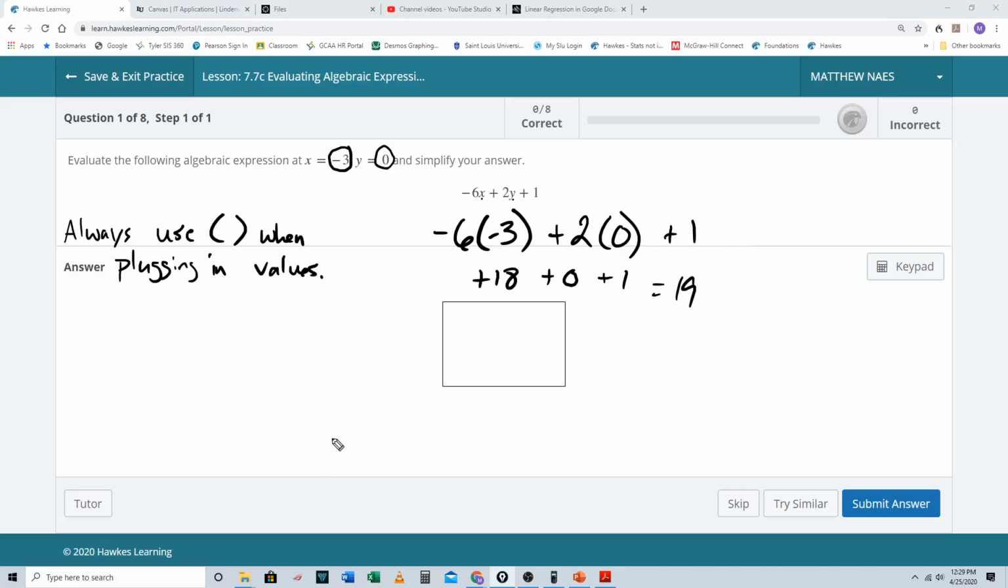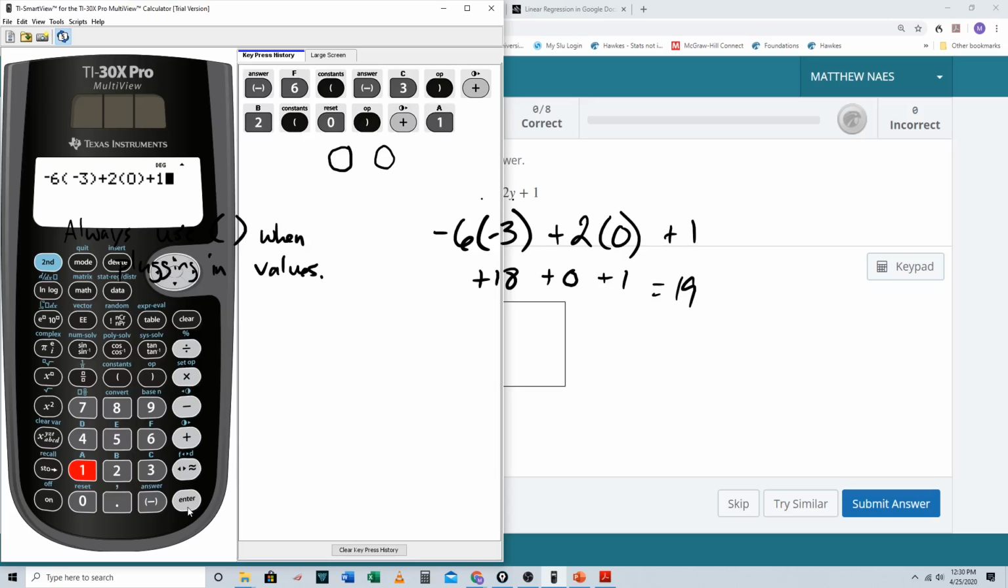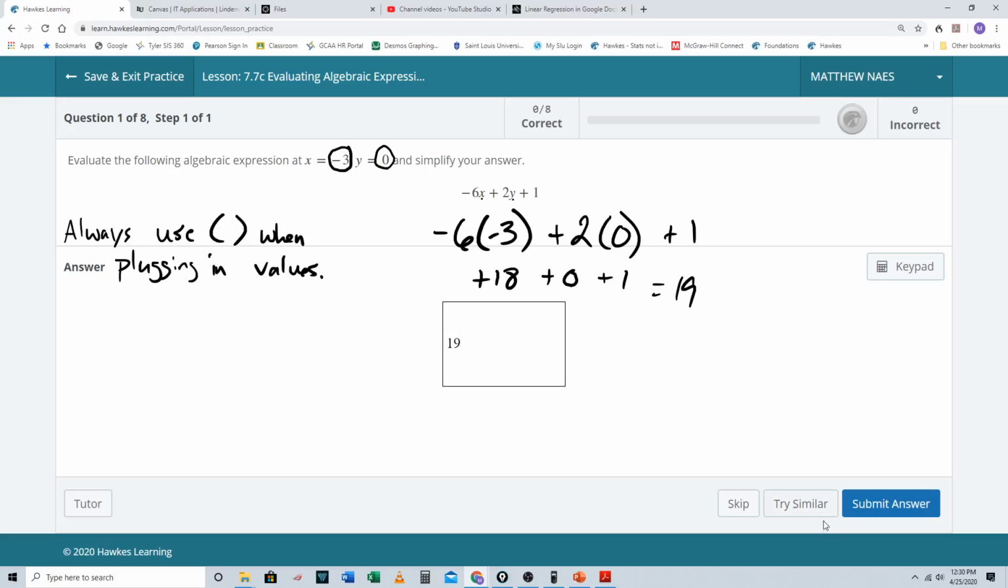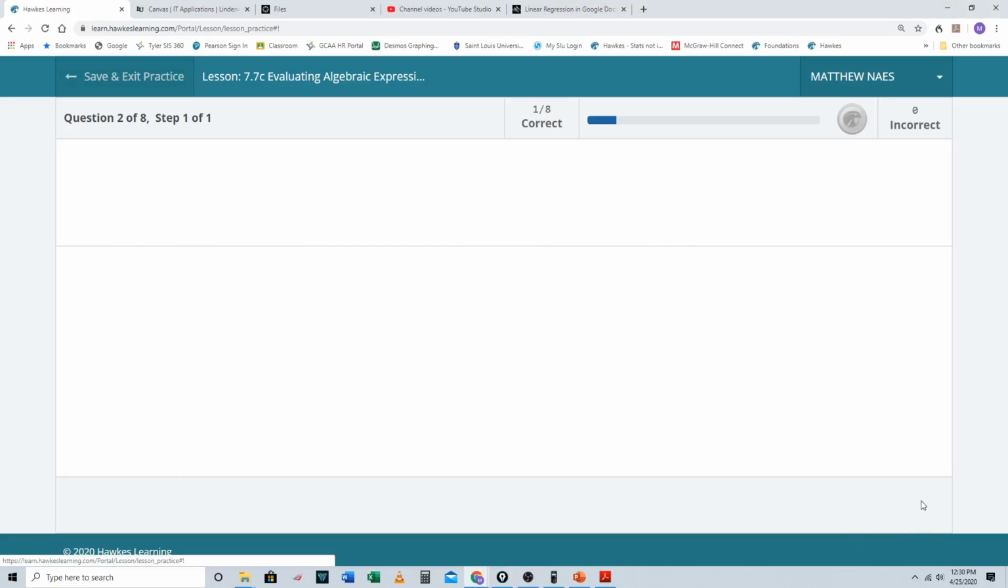Okay. Now, if you want to put this on your calculator, here's how you're going to have to do it. Here's your negative. So -6, parentheses, -3, close parentheses, +2, parentheses, 0, close parentheses, +1, and then we press enter. 19 is my answer. That's how most of these are going to go. So we may just learn how to use our calculator a bit today. Okay, let's click this. Next question.